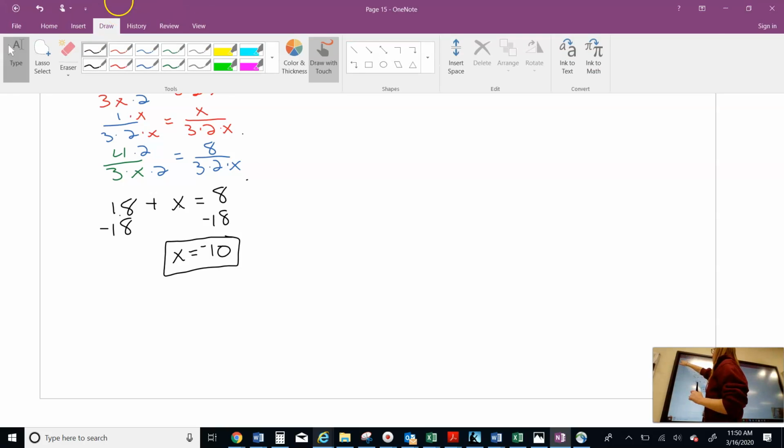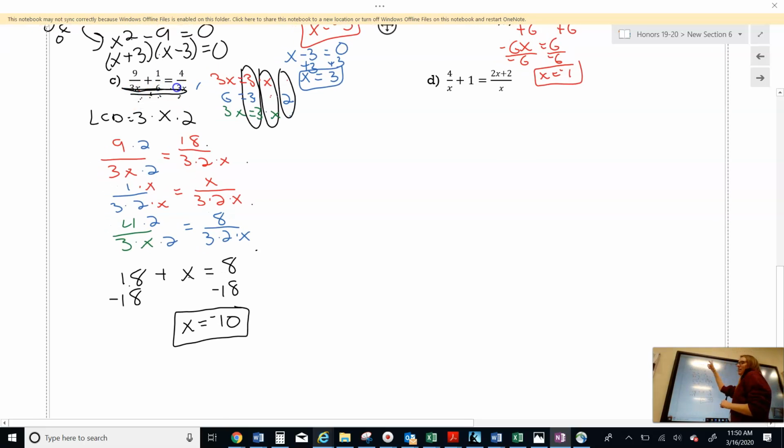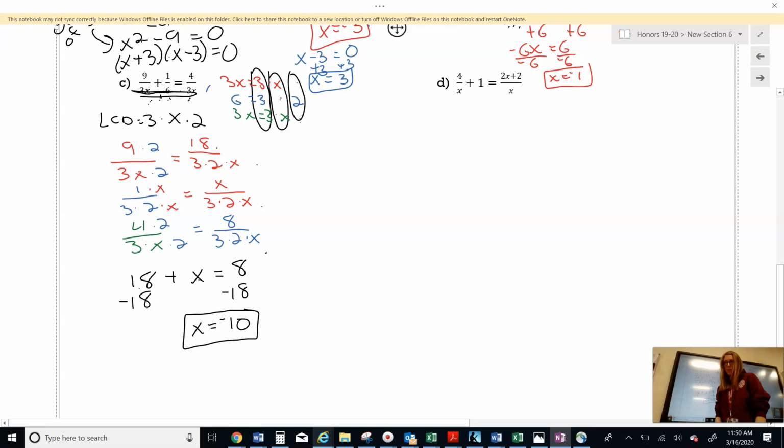Then again, we want to check. Our original denominators were 3x, 6, and 3x. If I plug negative 10 into any of those, it's not going to make them 0, right? The thing we wouldn't want would be like x plus 10, like the opposite of it, right?